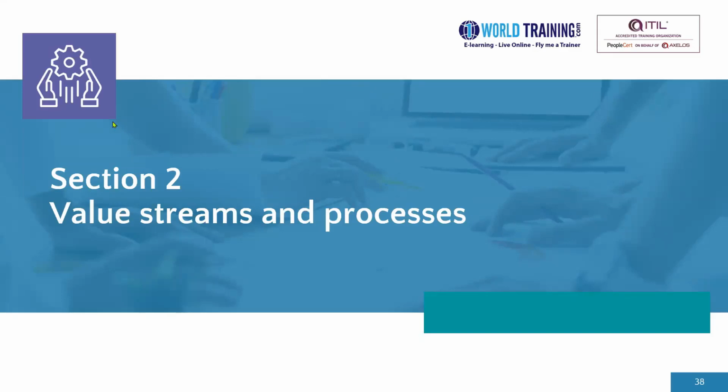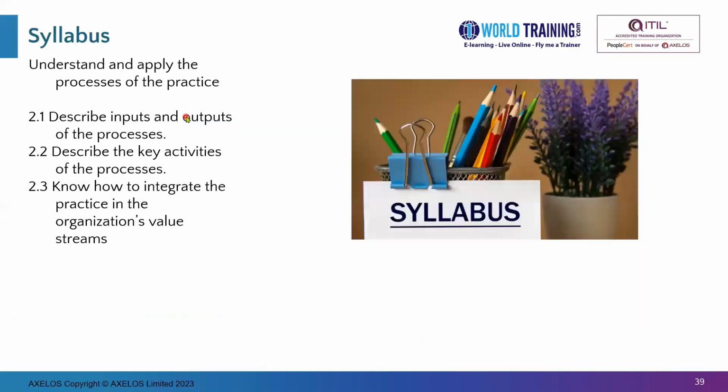We now move on to section 2, the value streams and process dimension for this practice. For the exam, we need to understand and apply the processes of the practice. Particularly, we need to remember and understand the inputs and outputs of all the processes and describe the key activities of the processes. And from an application perspective, we need to know how to integrate the practice into the organization's value streams, which means you need to pay attention to the processes with their inputs, activities, and outputs, and clearly understand each of the steps in each process to answer those questions in the exam.